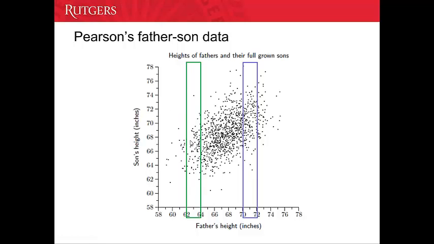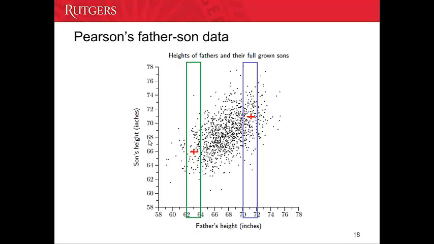So we can calculate the average height of those sons when their father's height ranges from 62 to 64. We use the red cross mark to show the average height of the son when the father's height is in a certain range. And the same thing for the other portion. We calculate the average height of those sons and use the red cross marks.